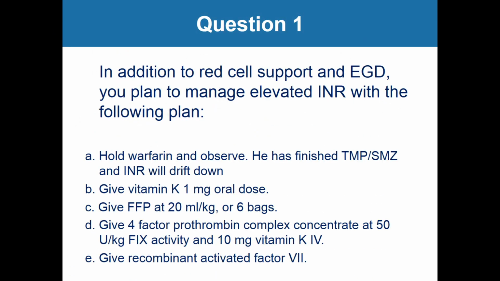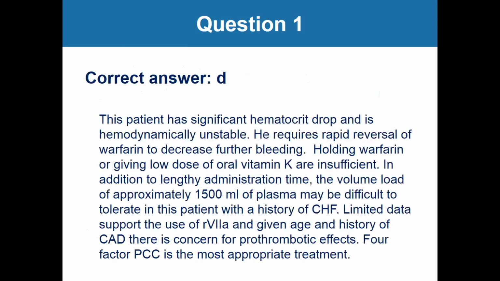In addition to red cell support and EGD, you plan to manage the elevated INR with the following plan. A, hold warfarin and observe. He has finished trimethoprim sulfamethoxazole and INR will drift down. B, give vitamin K 1 milligram oral dose. C, give FFP at 20 mils per kilogram, or 6 bags. D, give 4-factor prothrombin complex concentrate at 50 units per kilogram of factor IX activity and 10 milligrams of vitamin K. Or E, give recombinant activated factor 7A.